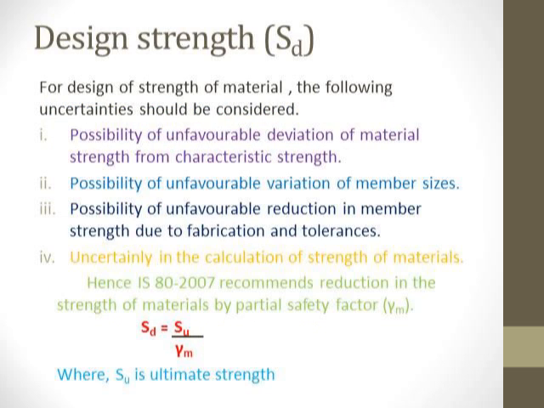Now coming to the design strength. A few uncertainties have to be considered while considering the design strength: possibility of unfavorable deviation of the material strength from the characteristic, unfavorable variation of the member size, unfavorable reduction in the member strength due to fabrication and tolerances, and uncertainty in the calculation of the strength of the material. Hence, IS 800 recommends the reduction in the strength of the materials by the partial safety factor, and the formula for the design strength is Su divided by gamma m. Gamma m is the partial safety factor for the materials, and Su is the ultimate strength.